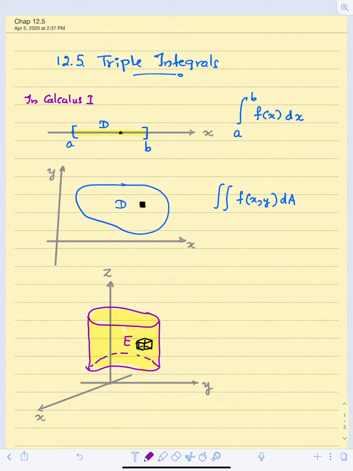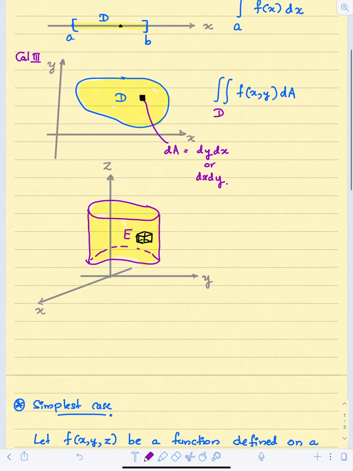Now last week we talked about double integrals. Here we have a function with two variables, x and y, and now our domain D was on the xy plane. So this is our domain D. It's on the xy plane. And in this case, we have an area element dA. Now dA can be equal to dy dx or dx dy.